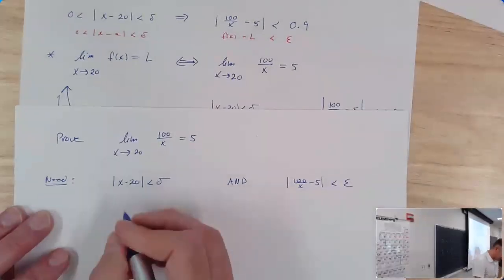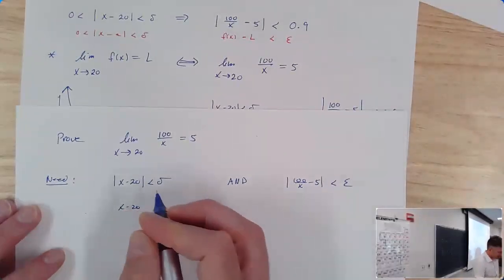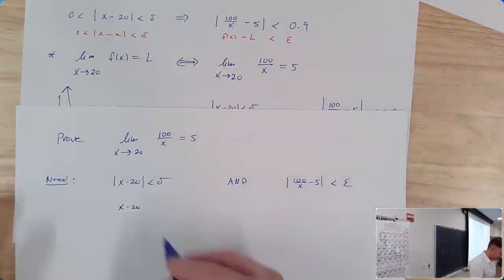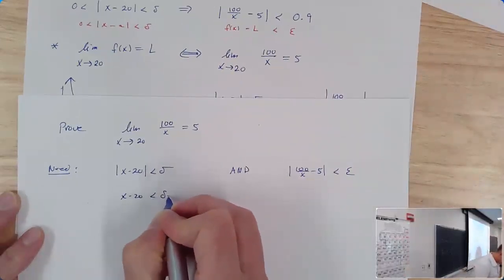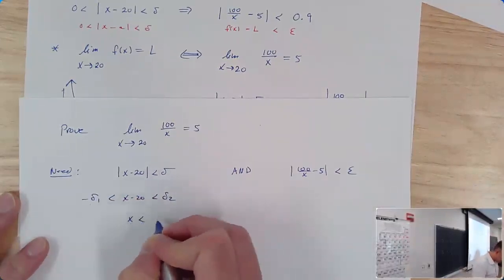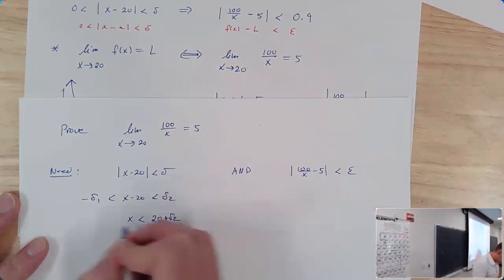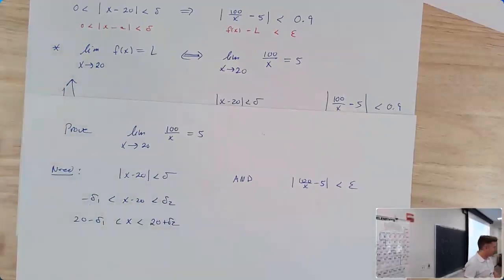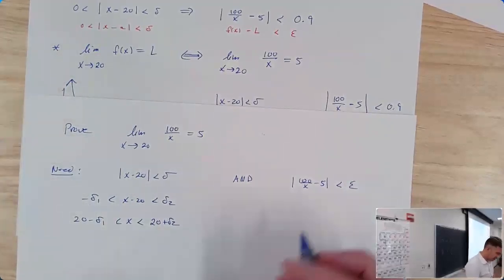All right, so this one, x minus 20. If you're not going to draw the picture and it's nonlinear, you should have different deltas on either side. So we're going to say that x minus 20 is less than delta 2, bigger than negative delta 1. And then x is less than 20 plus delta 2, bigger than 20 minus delta 1. Okay, I'm stopping there. I've got x in the middle. Great. Now I'm going to do it over here.